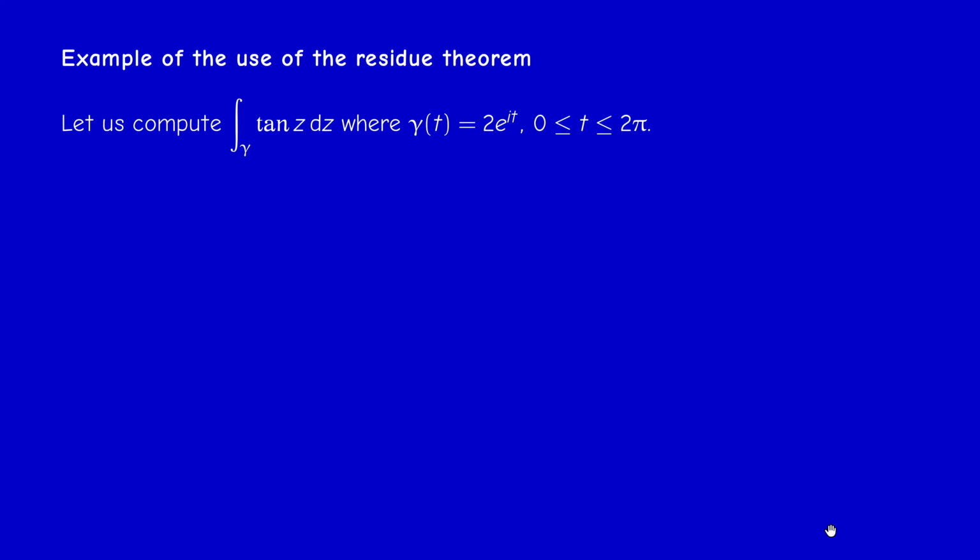Now, let me illustrate the residue theorem together with these rules for computing the residue, to compute a complex integral: the integral of tangent z. Tangent is just sine over cosine, as you know, over the circle of radius 2, positively oriented.